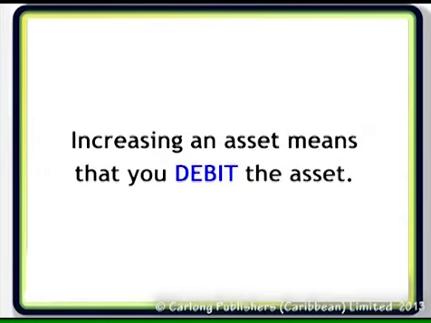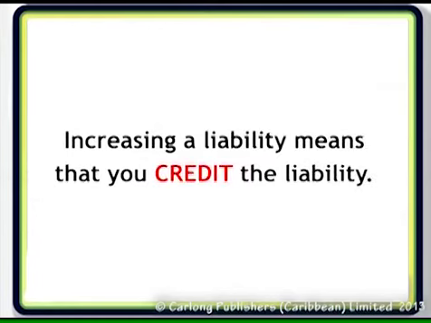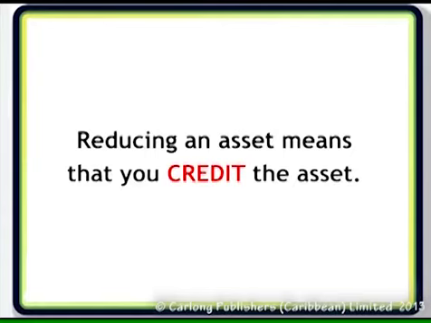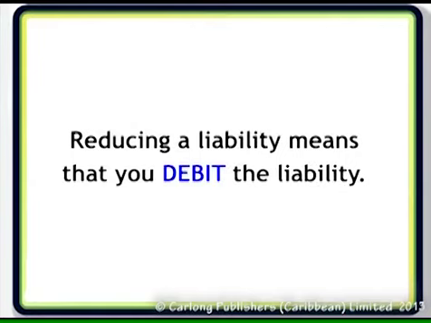Increase for an asset means that you debit the asset. Increase for a liability means that you credit the liability. So once we're talking about assets, increasing it means that it is debited. And the fact that liability is the opposite of assets, when you are increasing a liability, you credit. So, by the same token, if we are going to reduce an asset, you're going to credit it. And if we are going to reduce a liability, you debit.